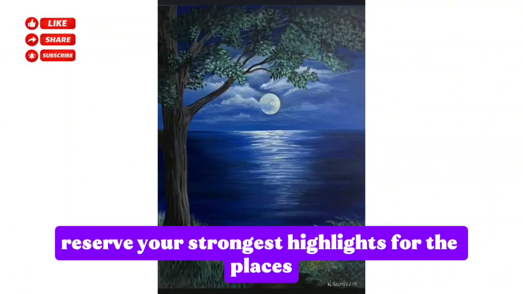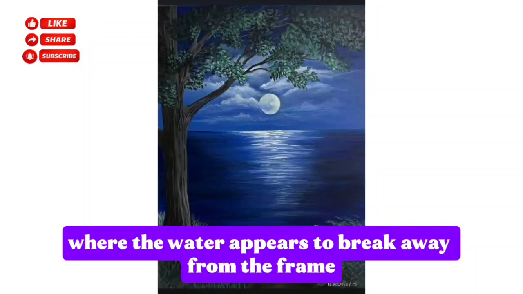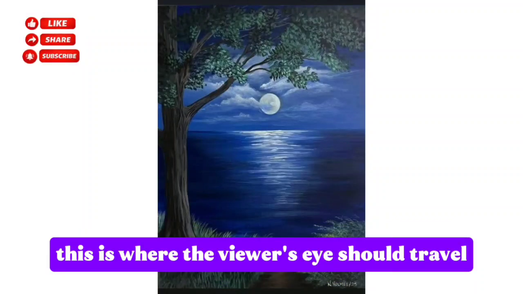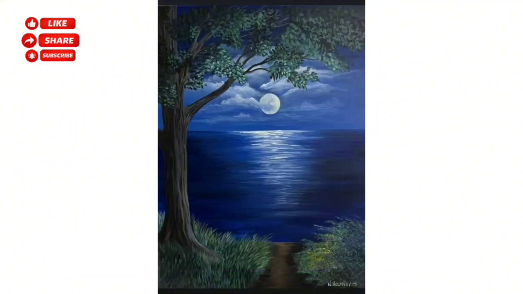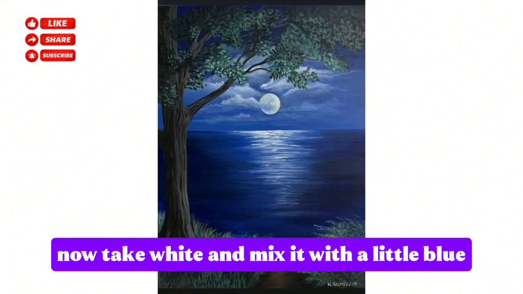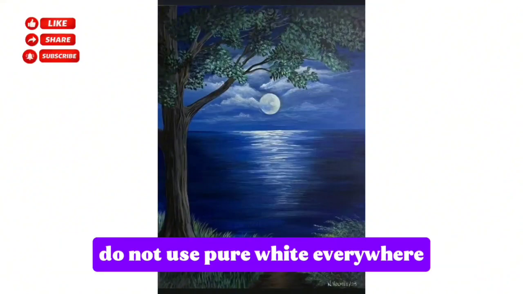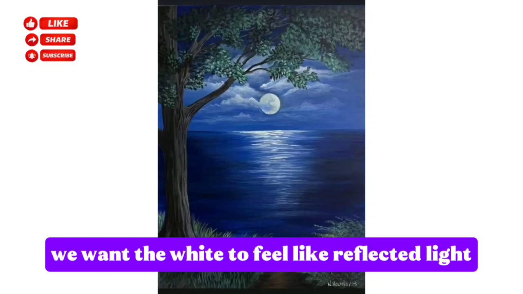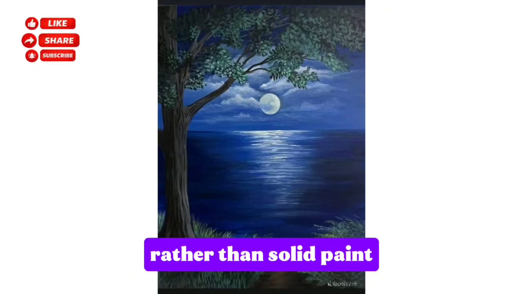Reserve your strongest highlights for the places where the water appears to break away from the frame. This is where the viewer's eye should travel. Now take white and mix it with a little blue. Do not use pure white everywhere. We want the white to feel like reflected light rather than solid paint.